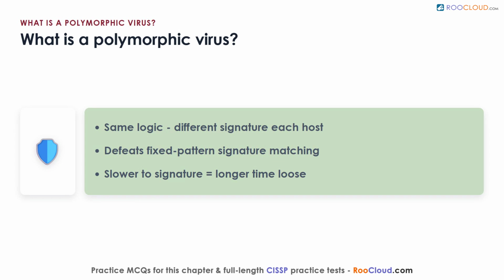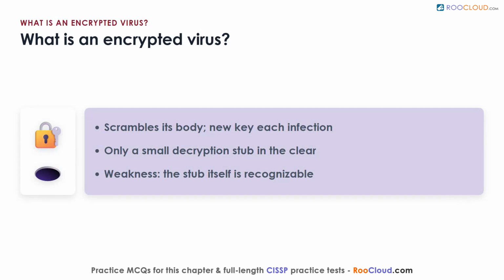What is an encrypted virus? It scrambles its own body with cryptography to stay unreadable on disk. Each infection uses a different key, so the main code looks completely different from one machine to the next. Only a small decryption routine sits in the clear, just enough to unlock and run the rest. The weakness is that this decryption stub tends to carry a recognizable pattern, and updated scanners learn to spot it. Think of a locked diary where the lock itself is a distinctive brand that gives away what it guards.